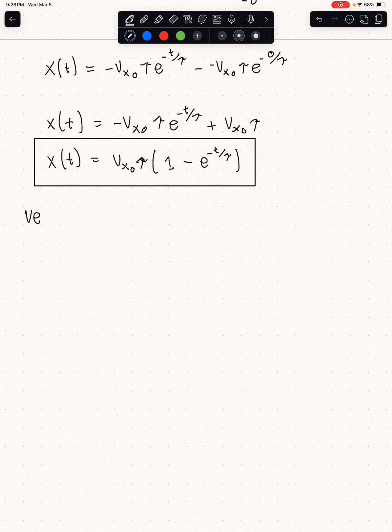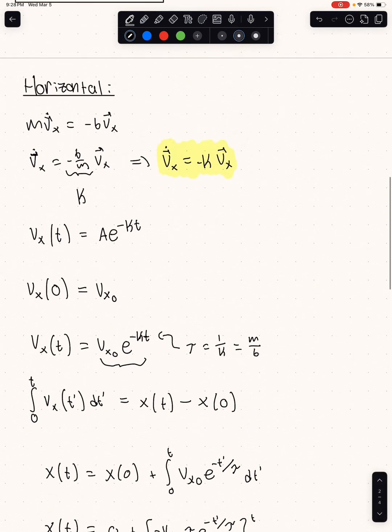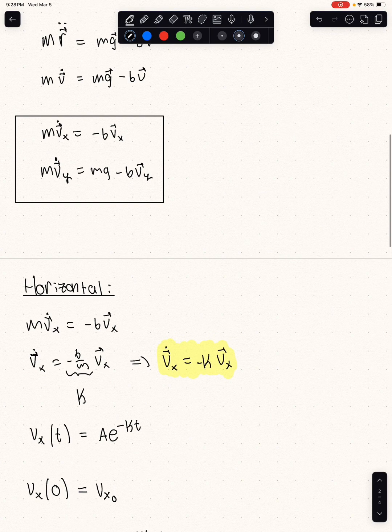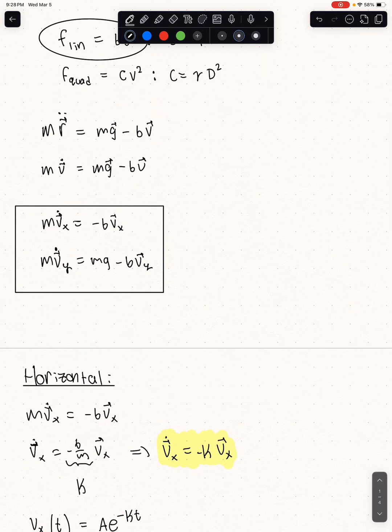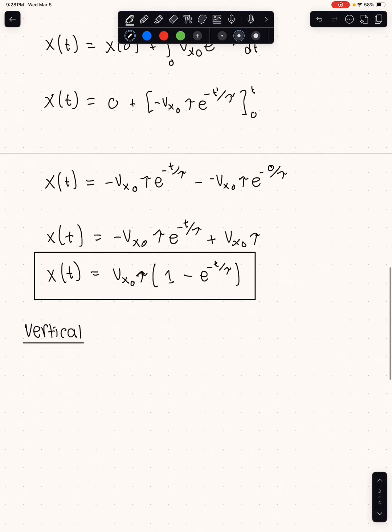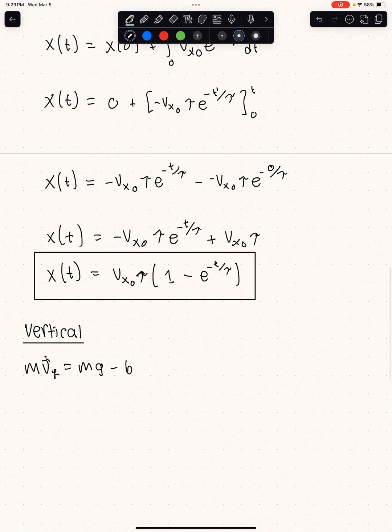Now, vertical. Now we want to look at the vertical motion component. So the horizontal component, we had m vx dot equal to negative b vx. Now we have m vy dot equal to the gravitational force minus b vy.